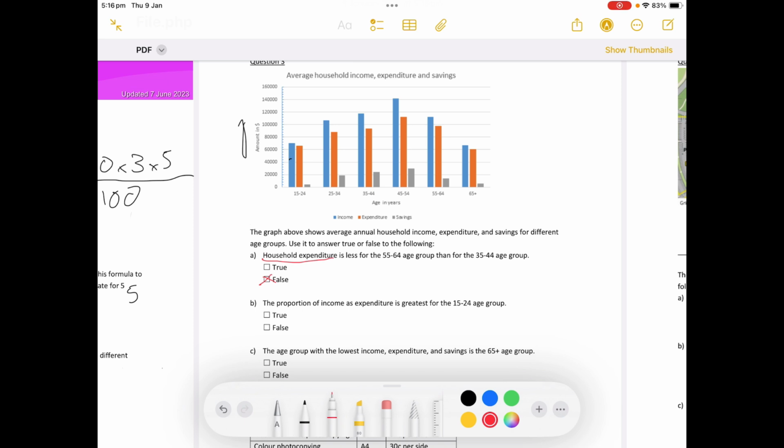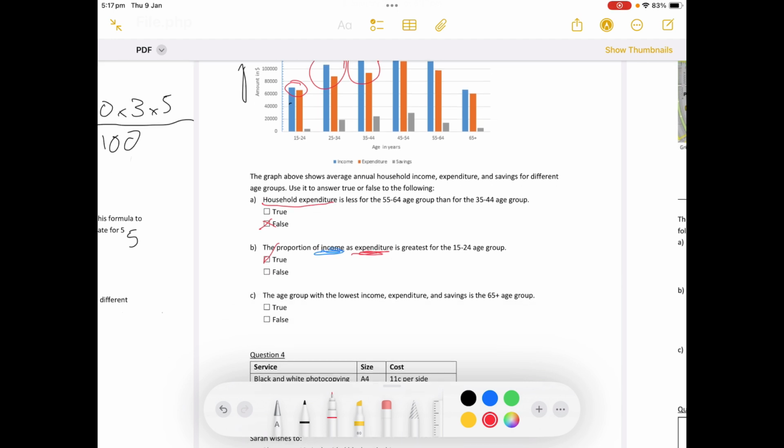So this time we are looking at income. Proportion of income as expenditure. Okay, so we're comparing these two. And this statement says that it's biggest for the 15 to 24 age group. So what I should see is that the orange line is almost as big as the blue line. And just eyeballing it, yep, I can see that these two have the smallest gap, whereas here it's quite a large gap. Here it's a large gap as well, okay? So I'm going to say that, yes, this is a true statement.